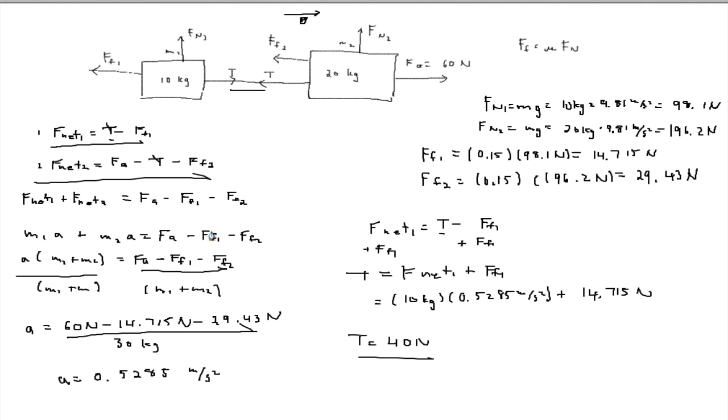And you can also use the second equation, where is it? That's right, I'm having trouble with my pen today. You can use this equation and substitute your acceleration for mass 2 and solve for T using the second equation, and you will get the same answer for the tension of the string, which is going to be 40 newtons.